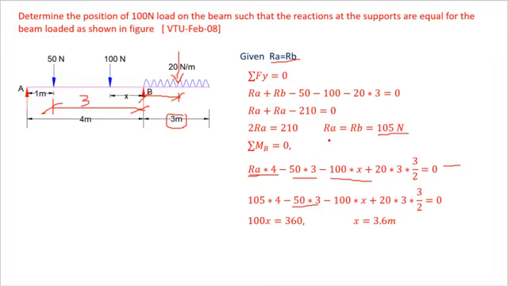So, what is the value of Ra? Ra is 105 Newton. I will substitute here, and if I solve, I will get x equal to 3.6 meter. If x is 3.6 meter, then we get Ra equal to Rb. This is the second type of problem.